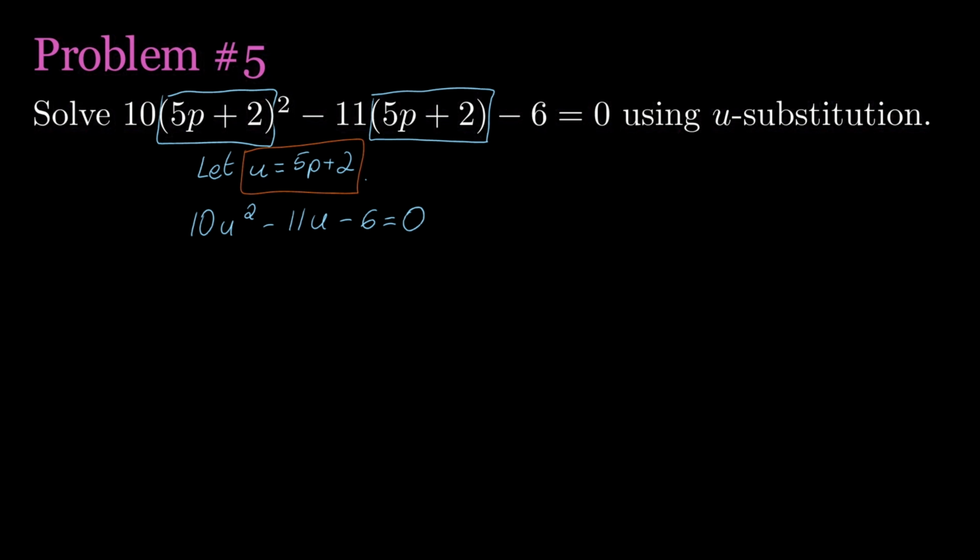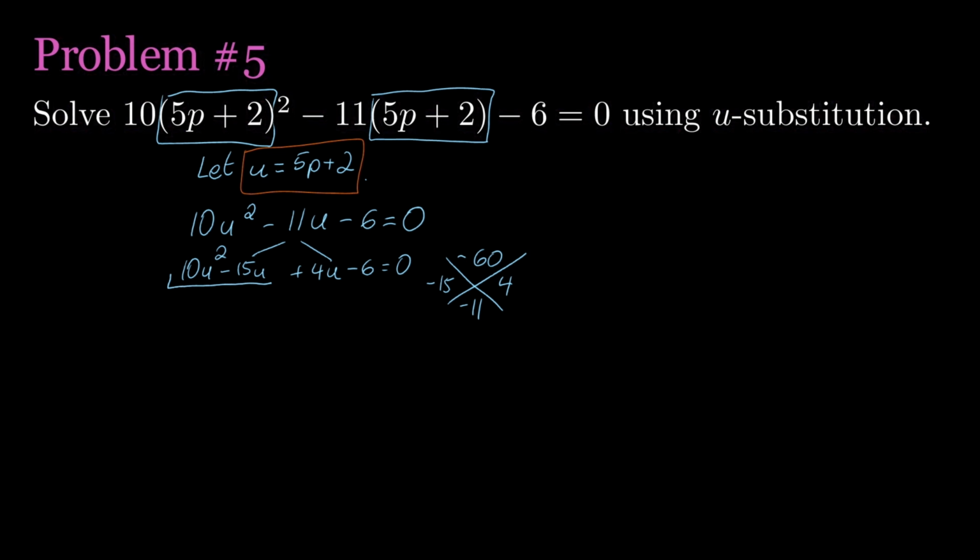Now we just have to solve that equation for u. We acknowledge that this is factorable since the number negative 60, which is the product of 10 and negative 6, can be presented as the product of two numbers that add to negative 11: negative 15 and positive 4. So we can split our middle term into minus 15u and plus 4u. Rewriting everything else as is, 10u squared minus 15u plus 4u minus 6 equals 0.